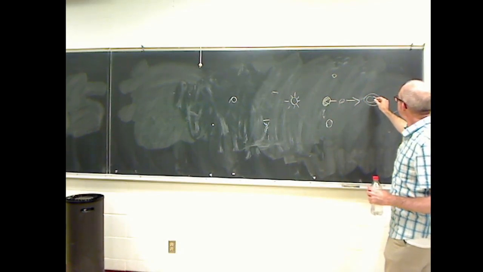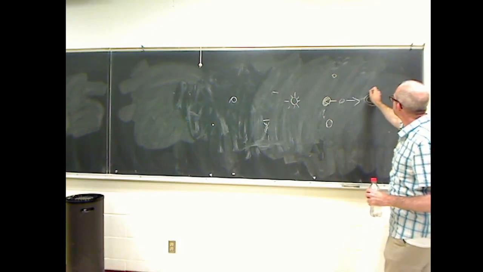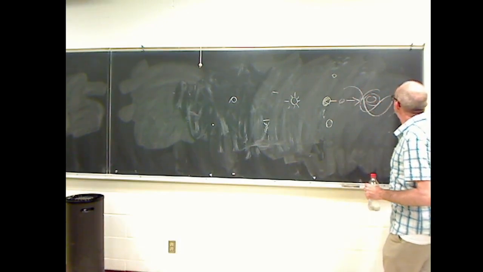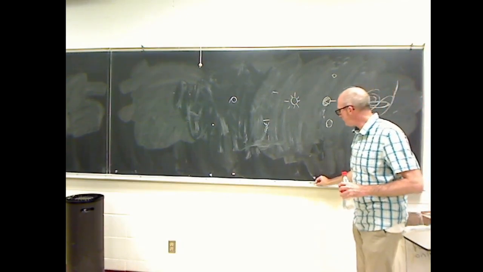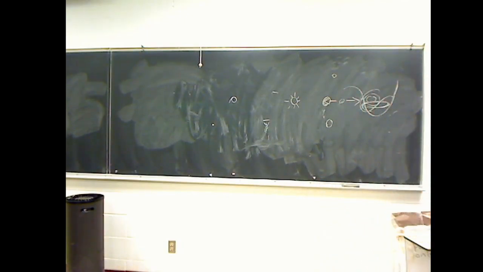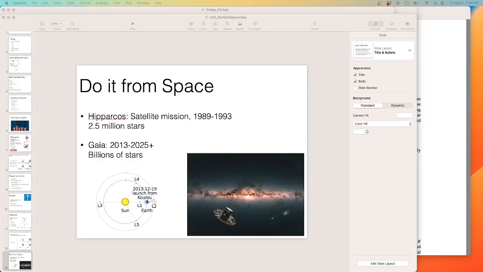But L2 is a funny spot. It's not a point in space. There's like a valley, and things orbit this kind of valley of gravitational potential. So it's kind of a funny spot. But there's a couple of satellites there. It's a very cool place. Okay.